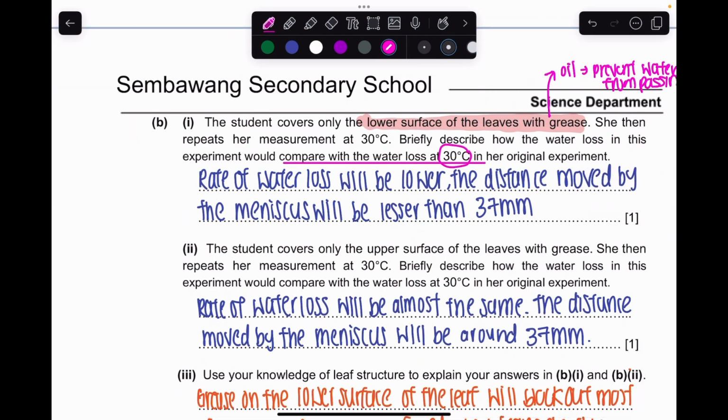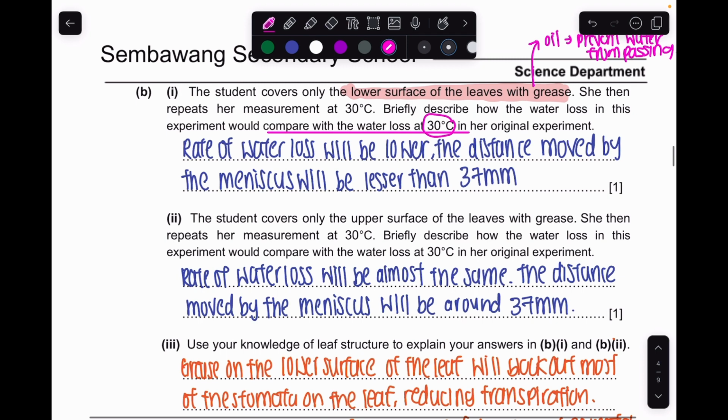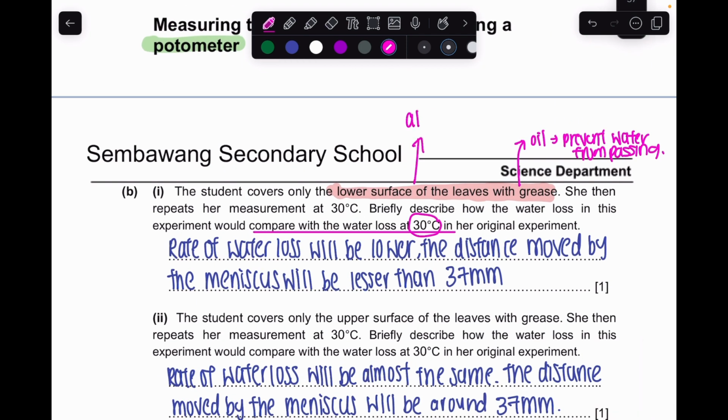Okay, so the thing to remember here is that the lower surface of the leaf has the majority of the stomata. So if you cover the lower surface of the leaf, you expect there to be lesser water loss because most of the stomata is being covered, right? Hence, the distance moved by the meniscus will be less than 37 mm. So you do need to draw your data point or your answer back to what's happening at the original experiment.